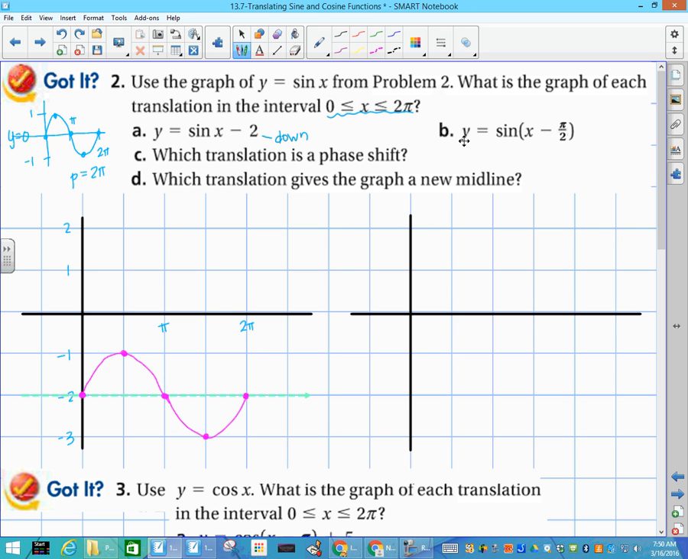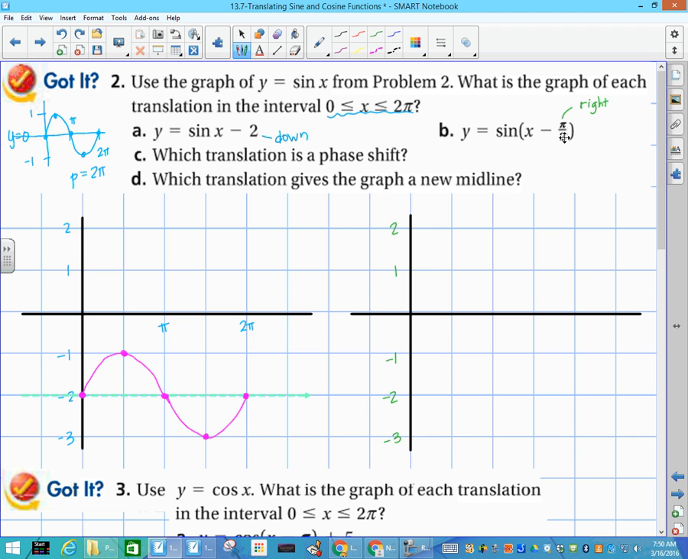Okay, the next one, y equals the sine of x minus pi over 2. So this one is inside our function, and if it's inside, it's shifting it left or right, and it does the opposite of what it looks like. So this is going to go to the right pi over 2 units. Okay, I'm going to go ahead and label my graph the same thing. So I had 1, 2, -1, -2, -3.